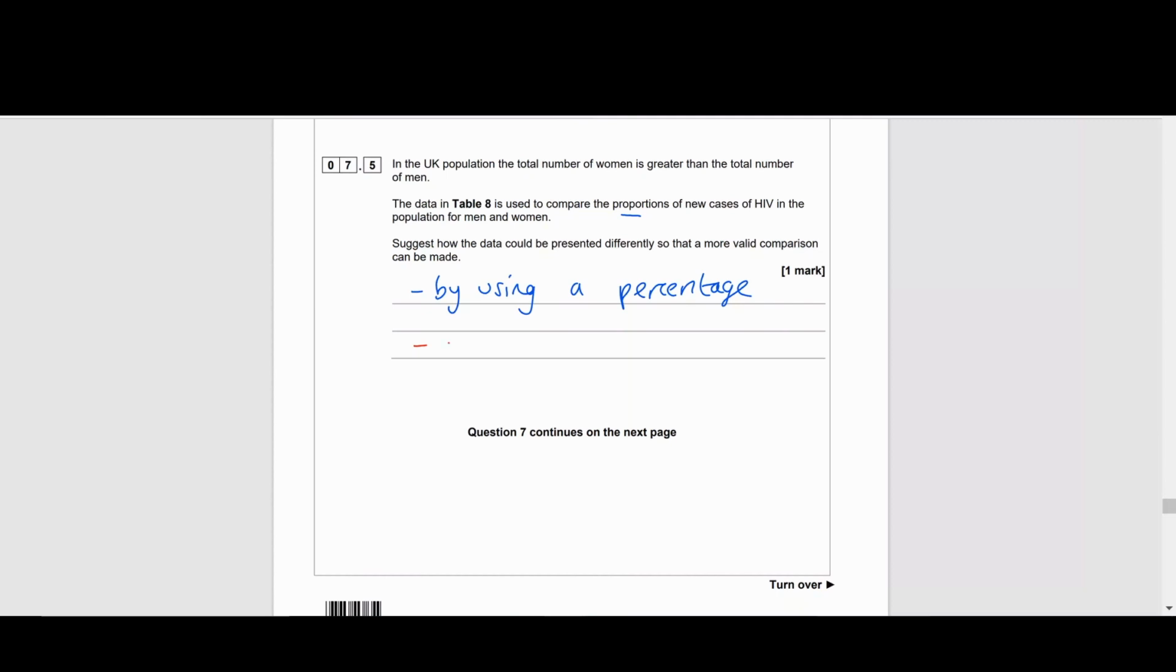The other way that this could be done is by comparing that to a certain number of people. So for example, you could compare that number in the table to 100,000 or 500,000, 10,000, any number which can represent a large proportion.